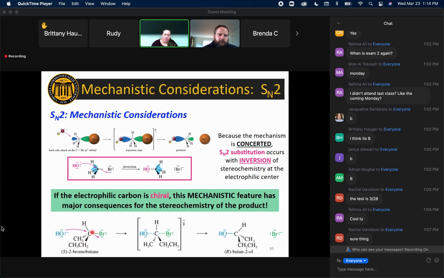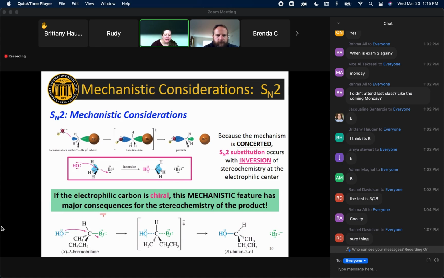But the thing that does change is the location of the carbon-halogen bond versus the carbon-nucleophile bond, because the carbon-nucleophile bond will be formed opposite to where the carbon-halogen bond was. So this forced inversion of stereochemistry, which always occurs with an SN2 reaction, means that if you have stereochemical information contained in your starting material, that stereochemical information can be transferred to the product.